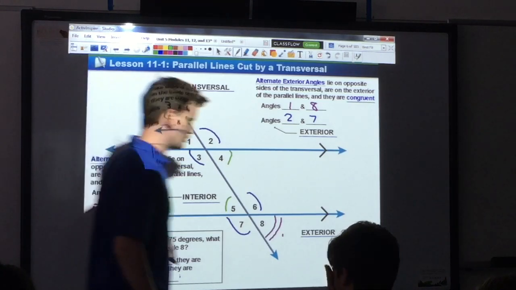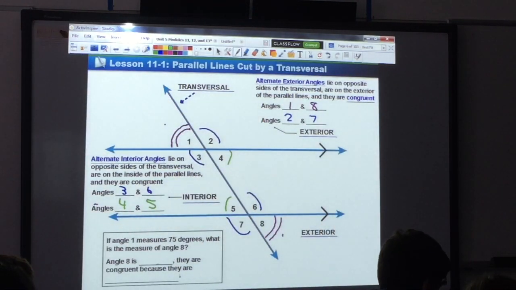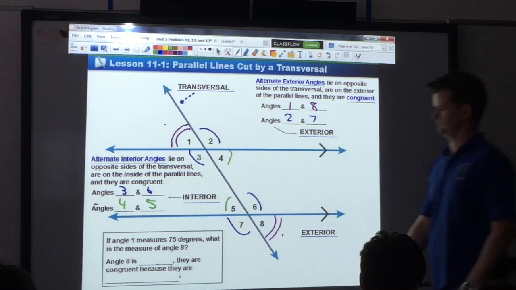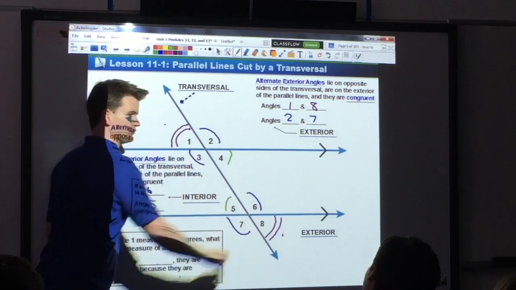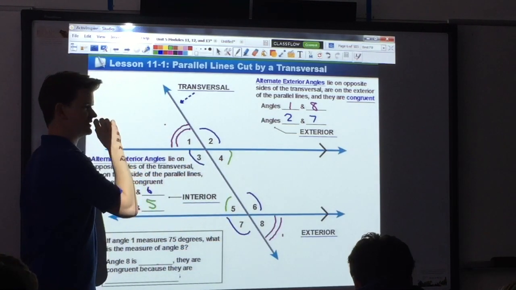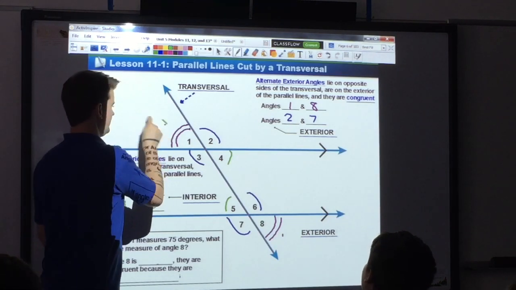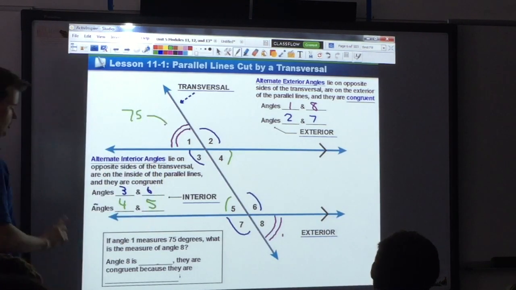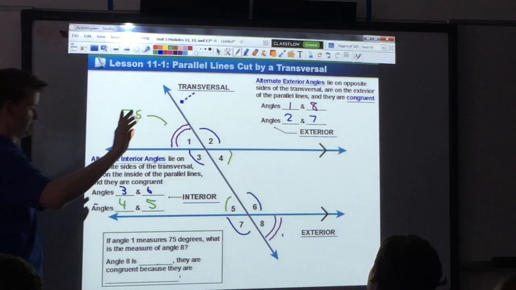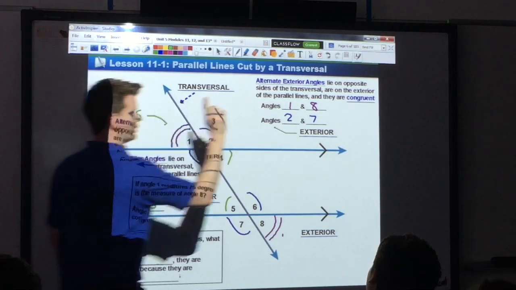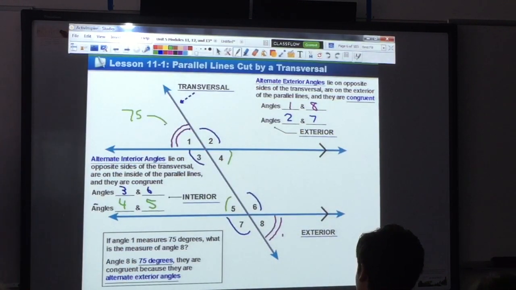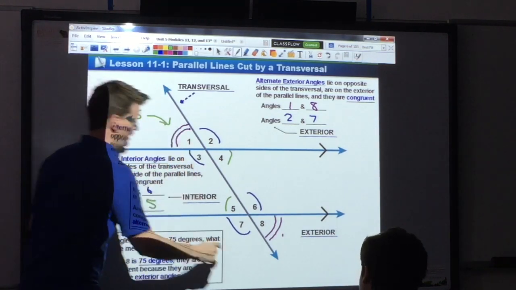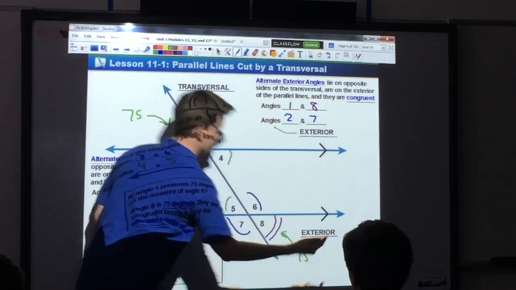Now that we know what that is, there's a question there on the bottom. Nolasco, can you read that for me? If angle 1 measures 75 degrees, what is the measure of angle 2? Okay, so let's keep that in mind. Are these alternate exterior angles, yes or no? And are alternate exterior angles congruent? Yes or no? So if this is 75 degrees, what is the measure of angle 8? 75 degrees because they're alternate exterior angles and they are congruent. Good job. If this is 75, that means that this is in fact 75 degrees.